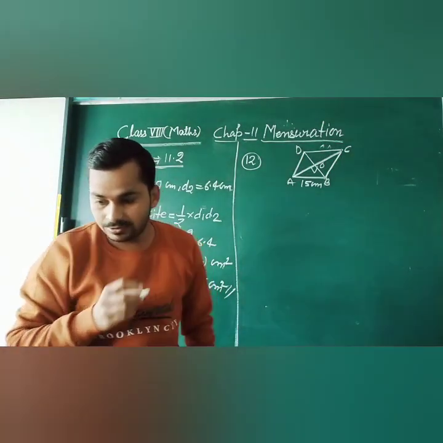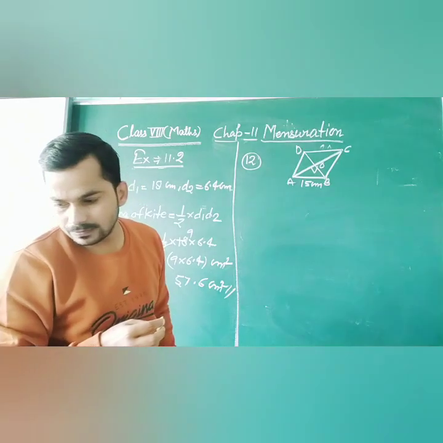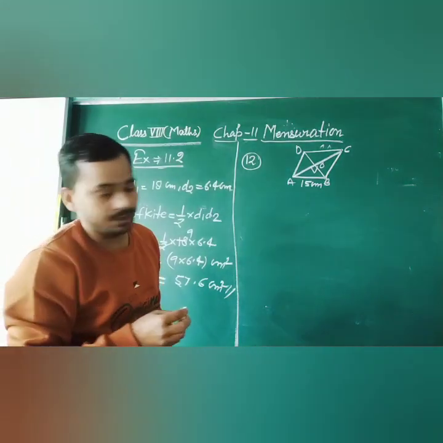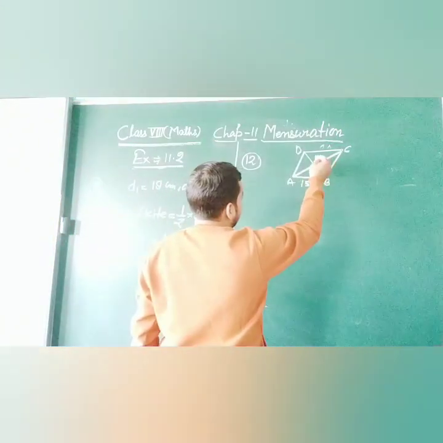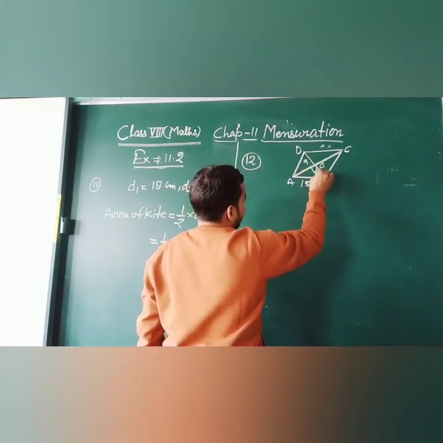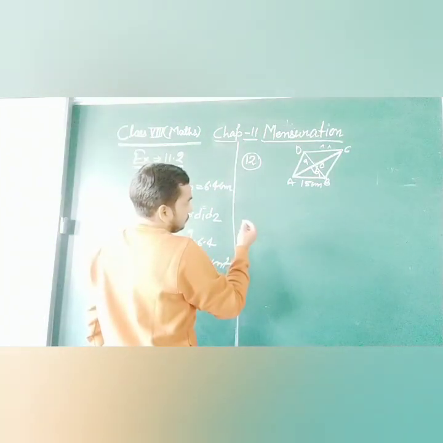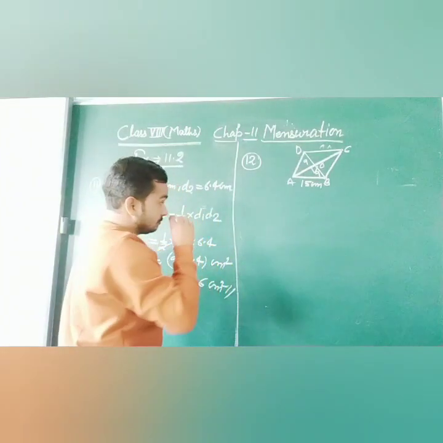One diagonal is given as 18 centimeters. When we bisect it, that is, divide it into two parts, we get 9 centimeters and 9 centimeters. Find out the other diagonal.